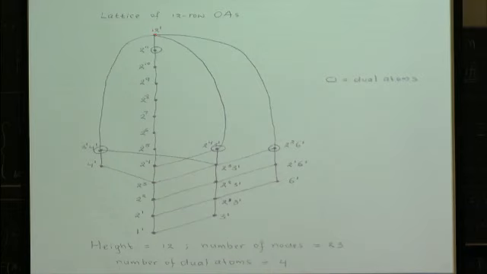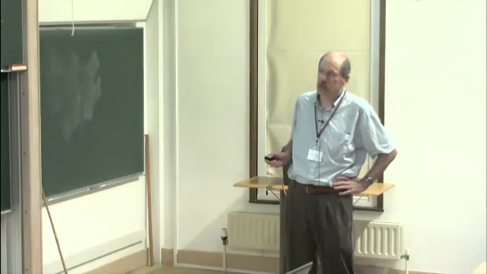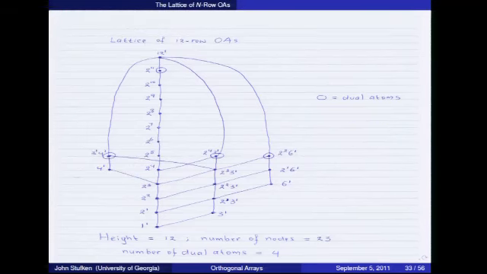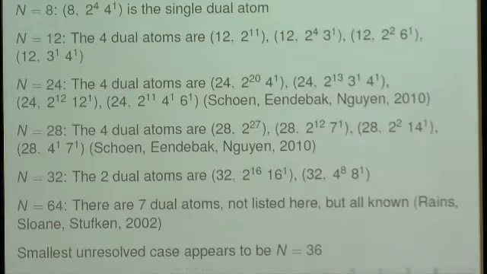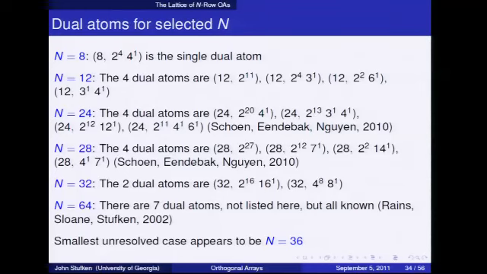Those things have been called dual atoms in this lattice of 12-run orthogonal arrays. And so the question is, can you identify all the dual atoms? In this particular case, there are 4: the 2 to the 11, the 3 to the 1 times 4 to the 1, a 2 to the 4 times 3 to the 1, and a 2 to the 2 times 6 to the 1. Everything else can easily be obtained from those 4 arrays. And so the question is, can you do this not just for 12, but for other numbers as well? And here are some examples where this lattice is completely known.